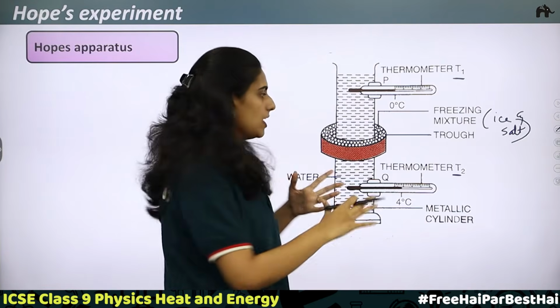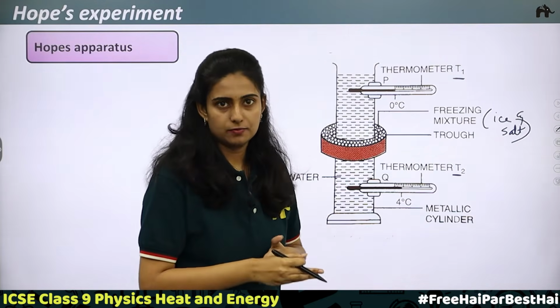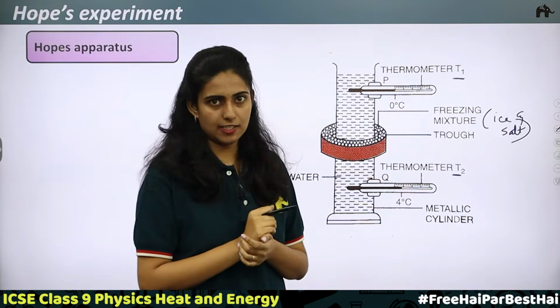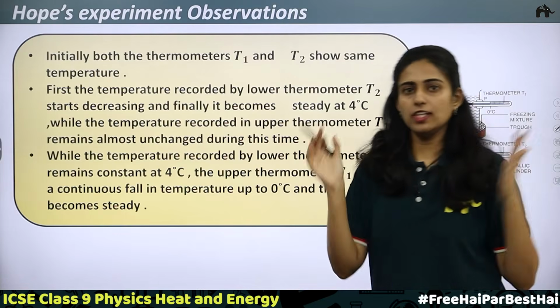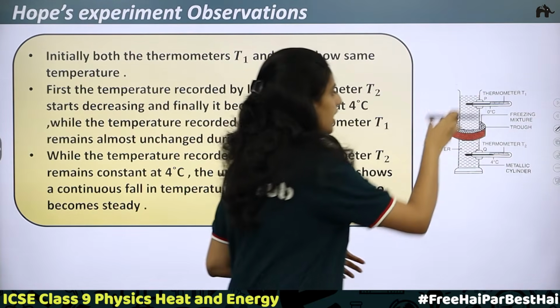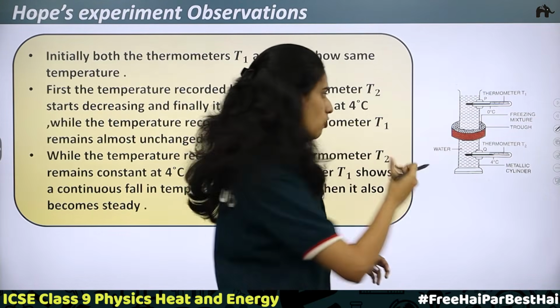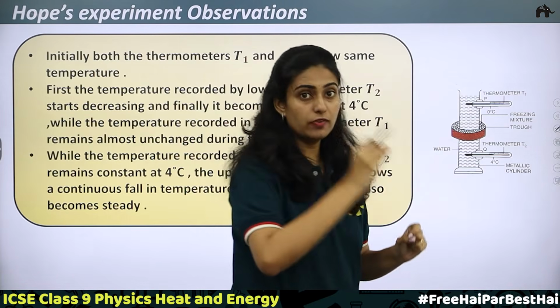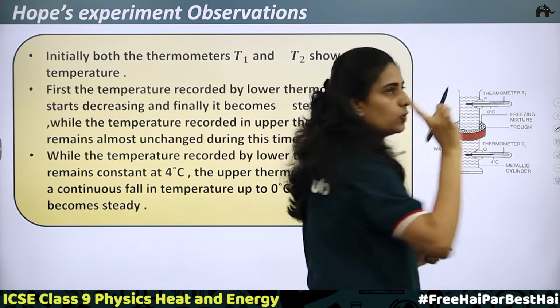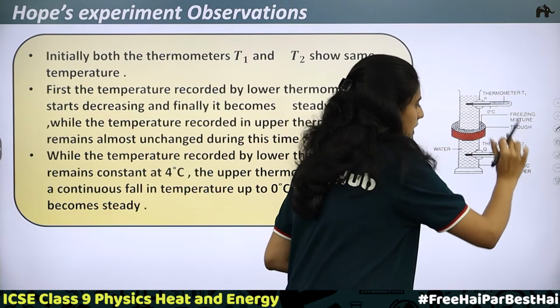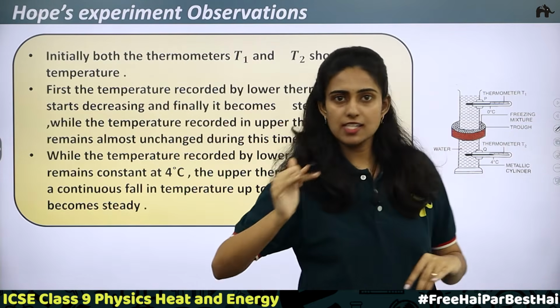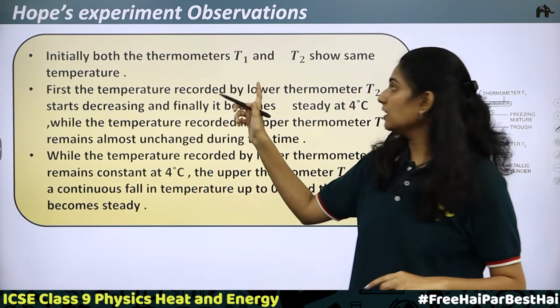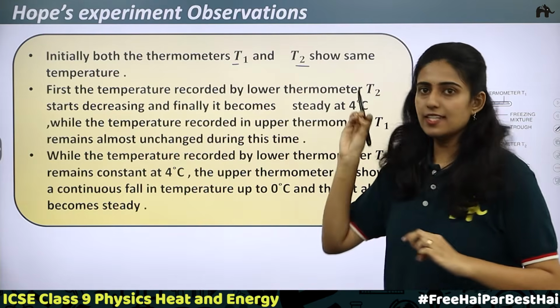I will be explaining the experiment in detail and what is happening. What are the observations we will be understanding. Hope's experiment observations. Initially, the pure water at room temperature is filled inside the metallic cylinder. When you check the temperature, initially in thermometer T1 and thermometer T2 we will be having the same value. So initially both thermometers T1 and T2 show the same temperature.